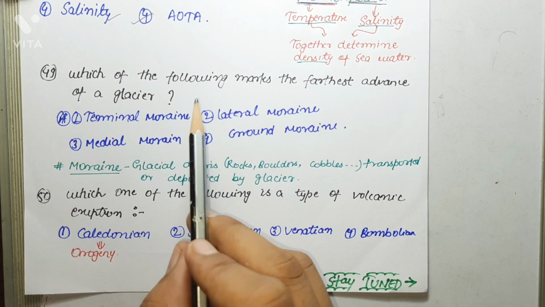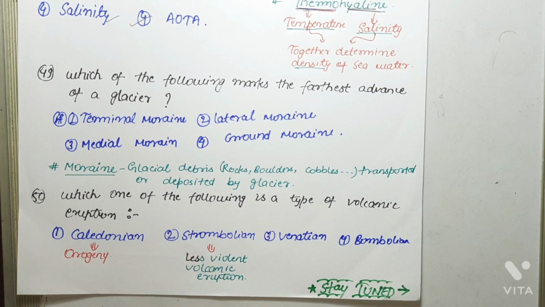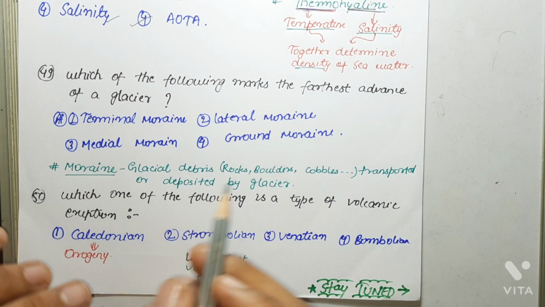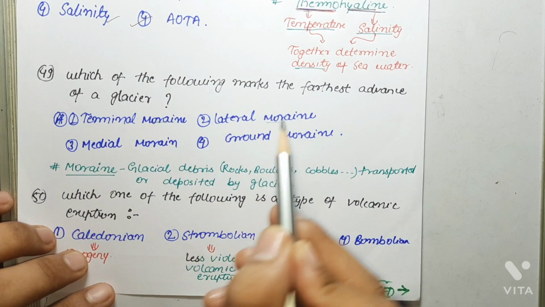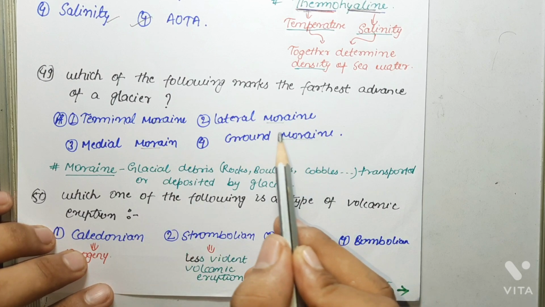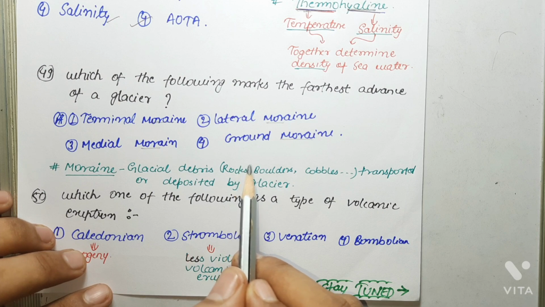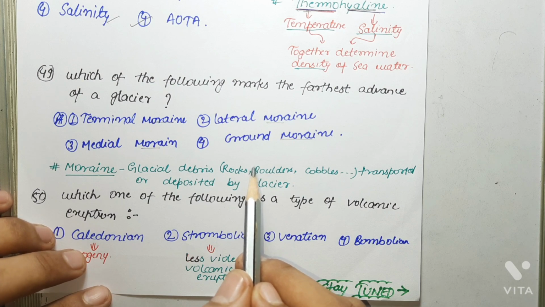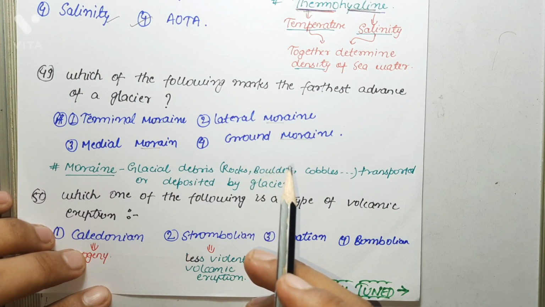Next question is, which of the following marks the farthest advance of a glacier? If you see in the options, there is terminal moraine, lateral moraine, medial moraine and ground moraine. So basically all these four are types of moraine. Now what is moraine? Moraine is glacial debris which is transported and deposited by a glacier or ice sheet. Glacial debris consists of material which is heterogeneous in shape and size, and it includes angular blocks of rock, boulders, pebbles and clay.